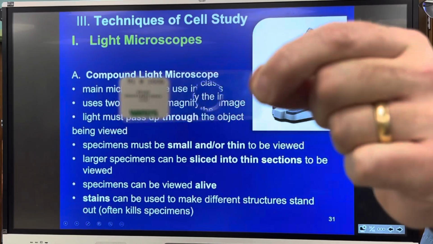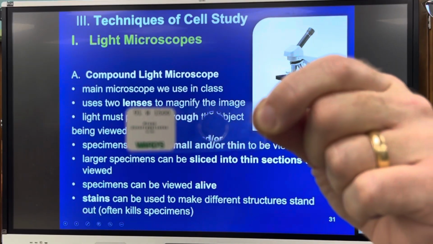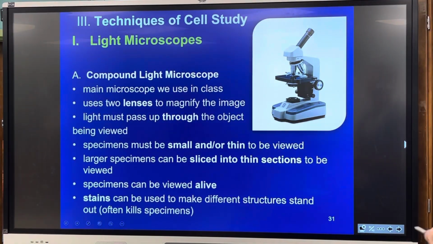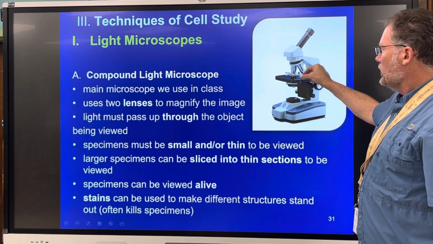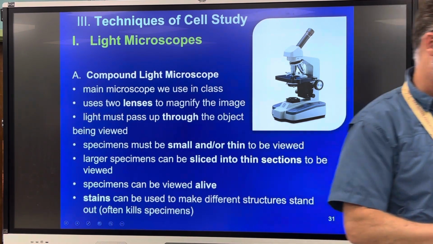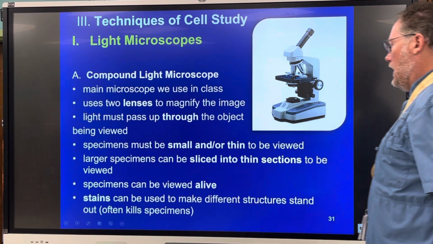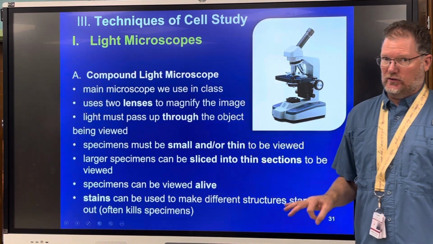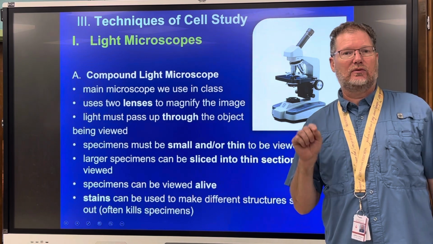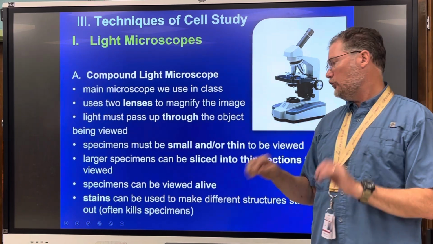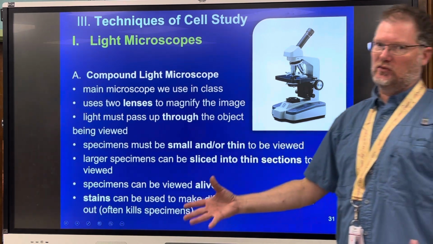Very thin, very small, and you may be able to see it, but not see its parts with the naked eye. So in order to get close, you put that, you've all used these before, you put it on there, and you adjust all the parts. You're going to do all this on your virtual lab. And they can be viewed alive. That's a good thing about this. So you can put living things, living cells, living tissue on that slide and view it up close. And you can use stains, but they often kill the specimen, unfortunately.